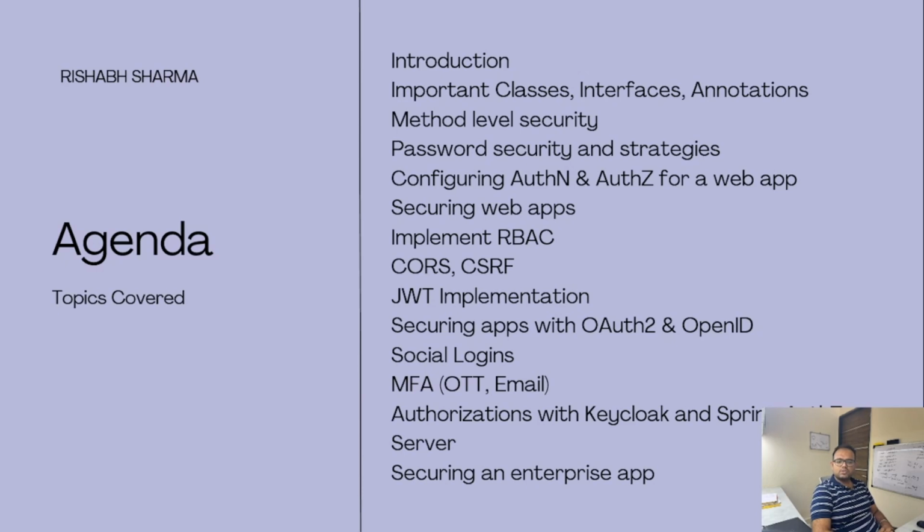Next is OAuth2 and OpenID Connect. We will be integrating OAuth2 login, and we will be learning a couple of important authentication flows like client credentials, PKCE, authorization code, OpenID. So these are the different OpenID Connect flows, and we will understand them.